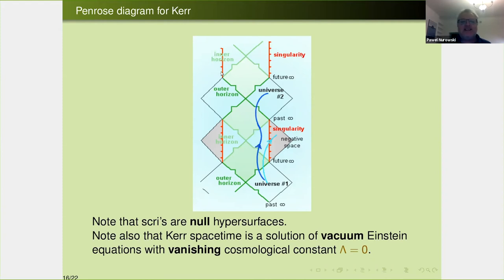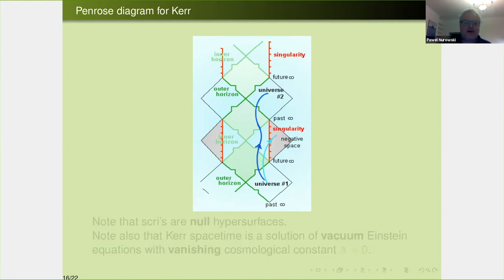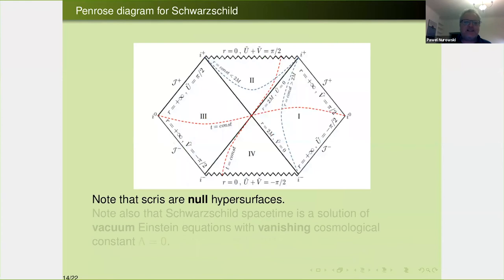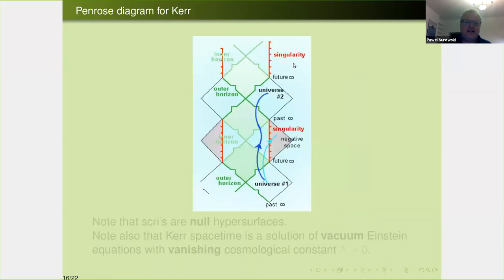What is important here is that the singularity in Kerr is very different from the singularity in Schwarzschild, because the causal structure of the singularity in Schwarzschild, as you remember, was such that the singularity was space-like. In Kerr, the singularity is time-like. And another thing which is important here, as in all the other cases, is that the scris were null hypersurfaces. Okay, so let's try now de Sitter.